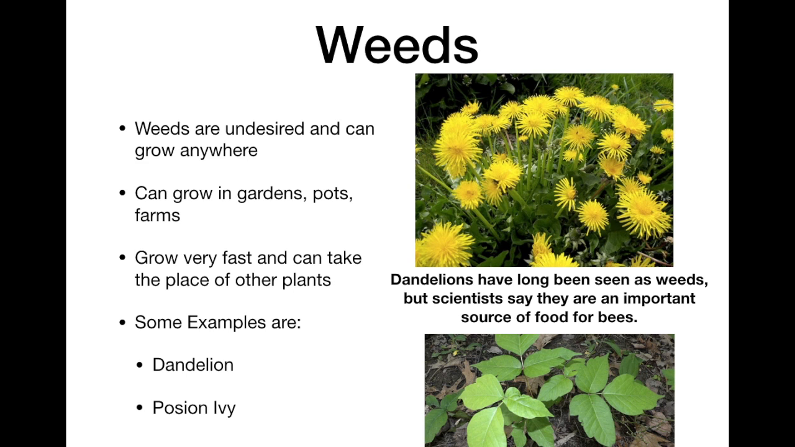So if you look to the right, you see a picture of dandelions. It's really interesting. Dandelions have long been seen as weeds, but scientists say they are an important source of food for bees. So when bees first wake up from the winter, after being frozen all winter, it's really important that they have food, and dandelions grow really fast, so they provide a source of food for bees. And then below you see poison ivy. You do not want to touch that. I repeat, do not touch.